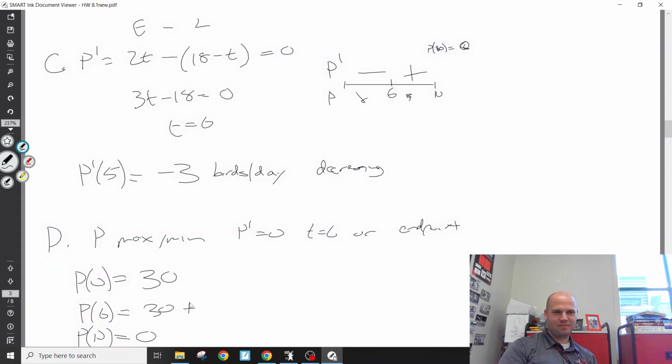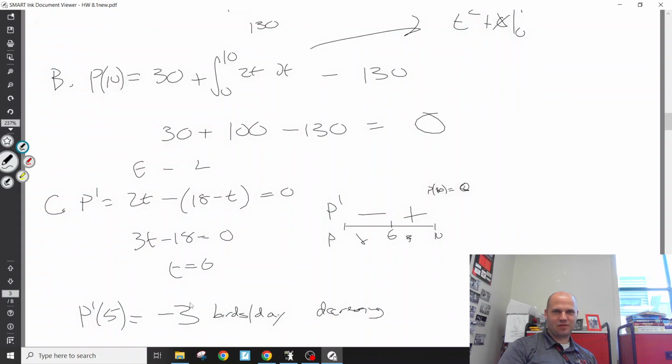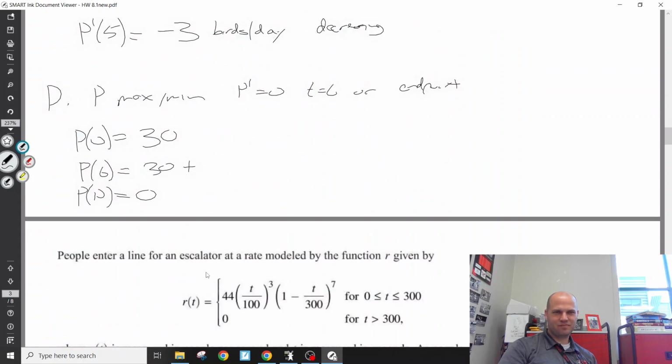30 plus the integral from 0 to 6 of 2t. We'll do the work. Minus the integral from 0 to 6 of 18 minus t. We're going to lose too many birds. All right, this is t squared. That's 36. So I get 30 plus 36 minus 0. And this is 18t minus 1/2 t squared. So 18 times 6.